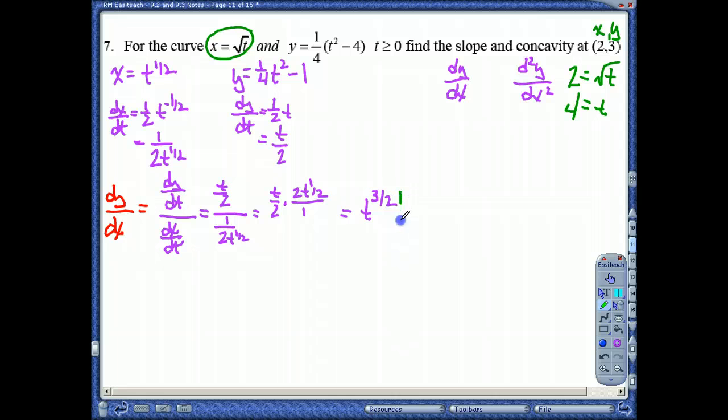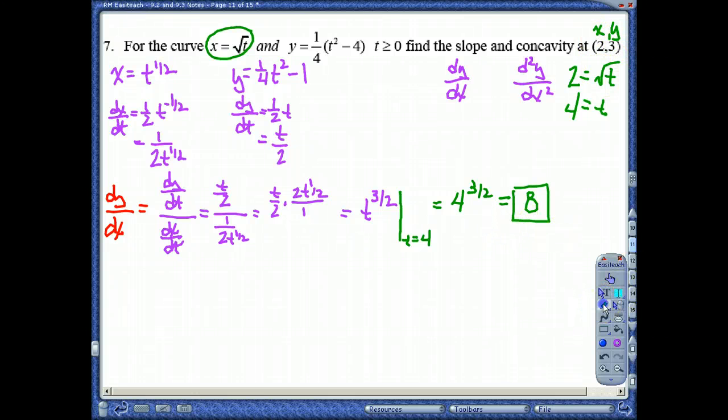So when I evaluate my derivative, I'm going to evaluate it when t is equal to 4. So I'm going to have 4 to the 3/2 power. The square root of 4 is 2. Take that to the 3rd power is 8. So my slope at the point (2, 3) is 8.